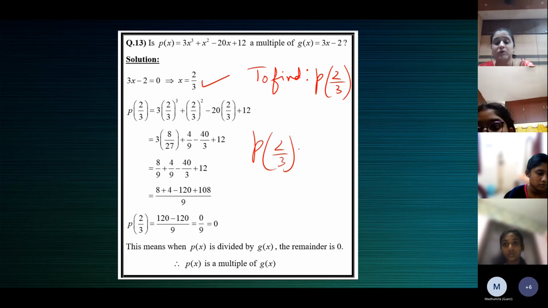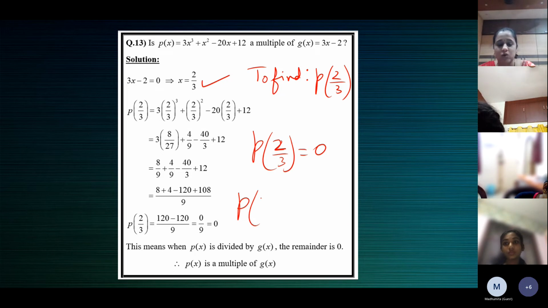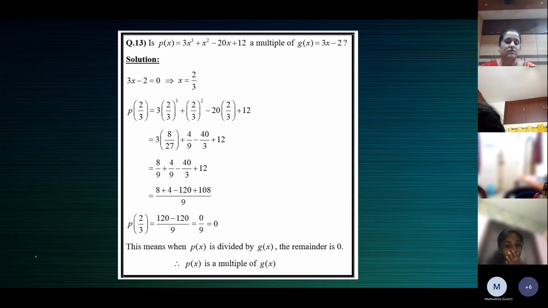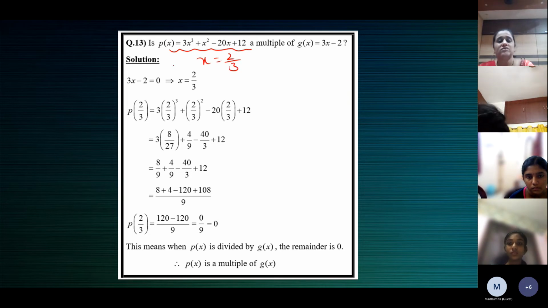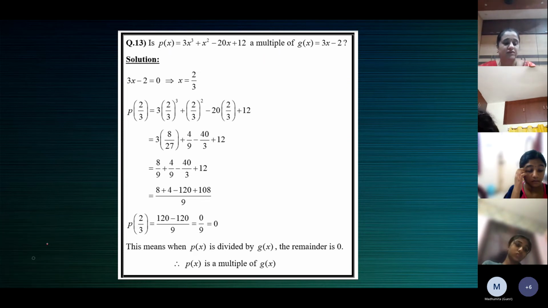You can write P of 2 by 3 is 0 if it is given that G of x is a factor of P of x. Then you know the value of P of 2 by 3 is 0. Here you don't know. You have to find what is the value of P of 2 by 3. Or in other words, what is the value of P of x at x is equal to 2 by 3? We have to find that.